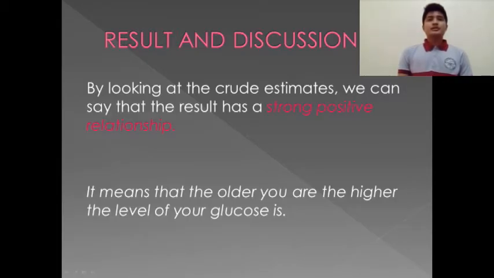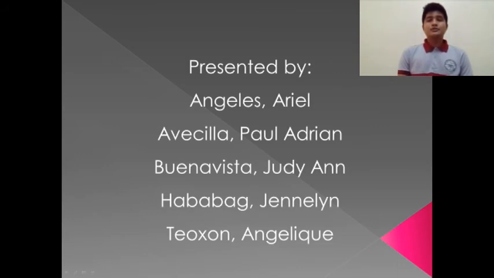By looking at the crude estimates, we can say that the result has a strong positive correlation or relationship. It means that the older you are, the higher the level of your glucose. And that's how you use the Pearson product moment correlation coefficient.